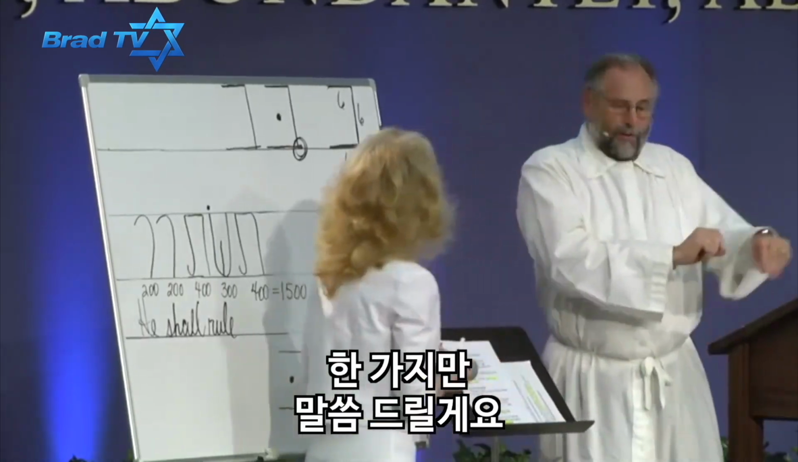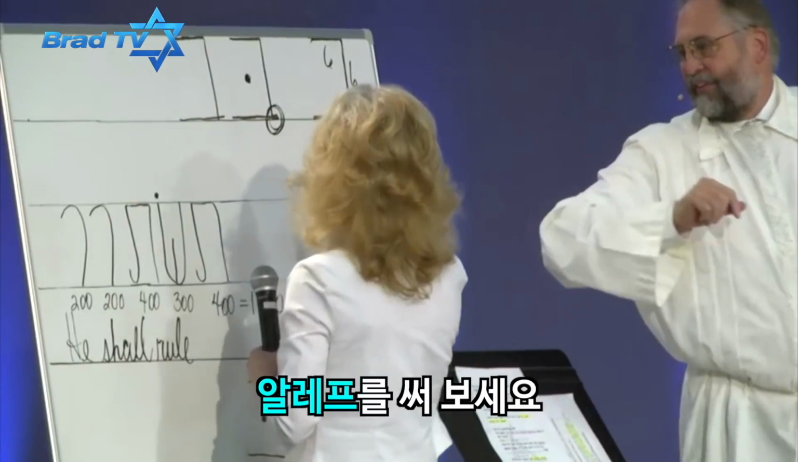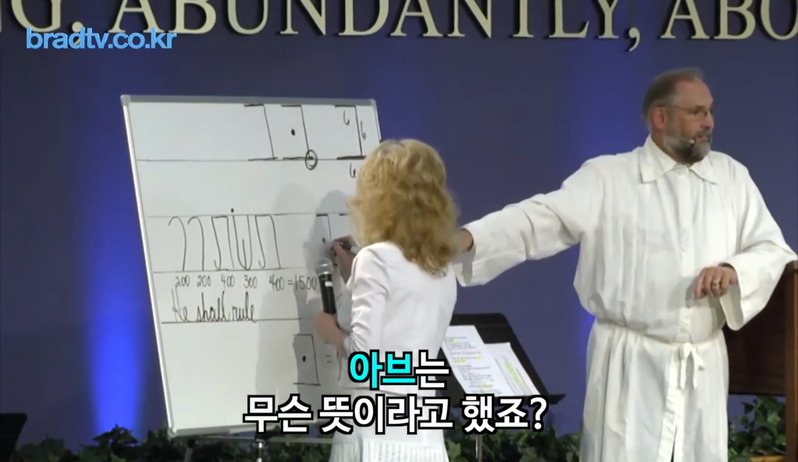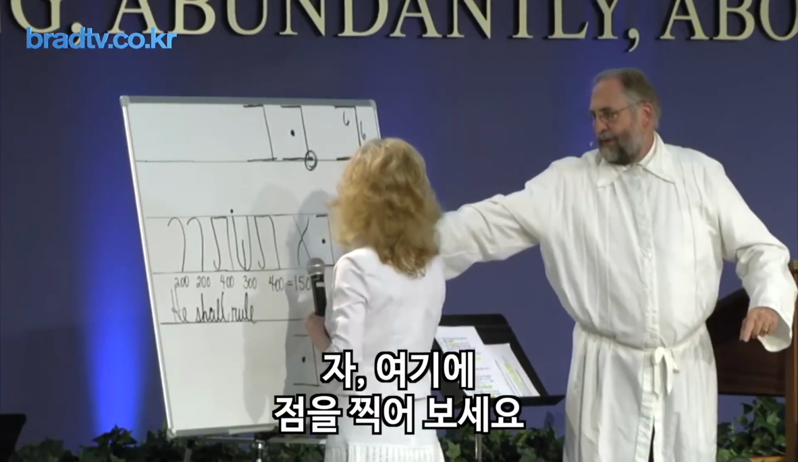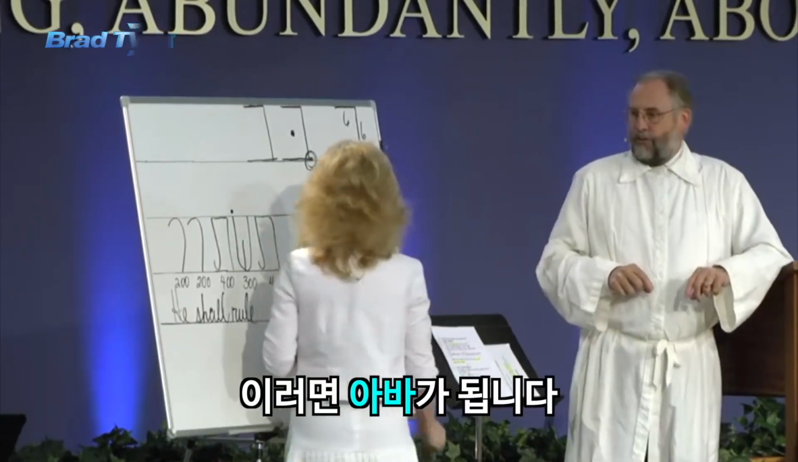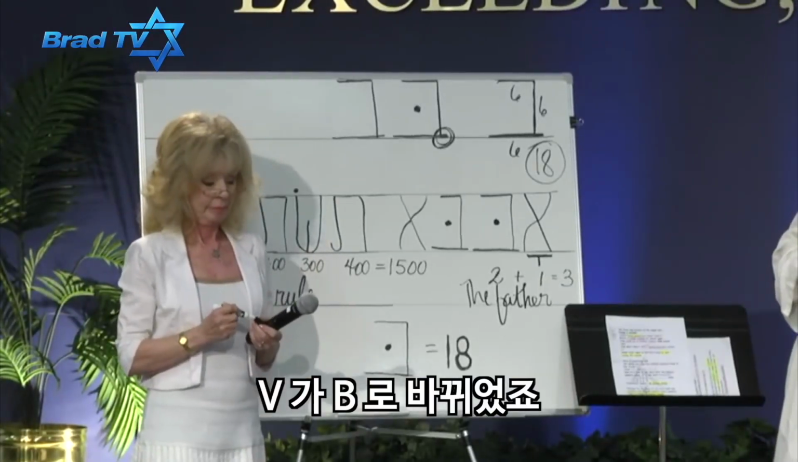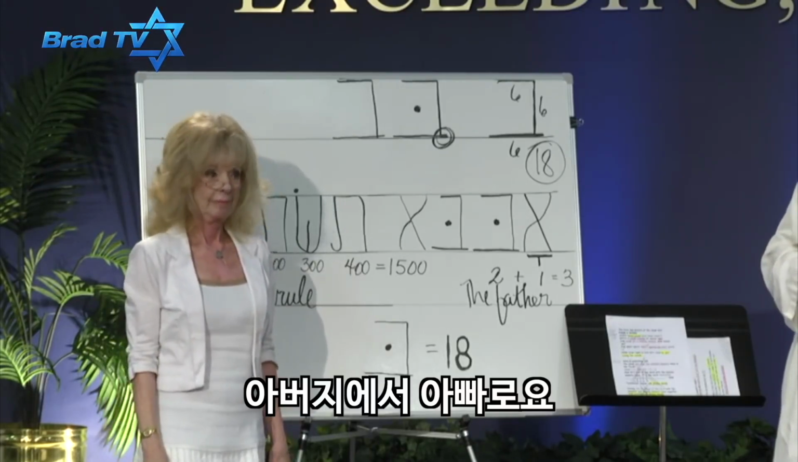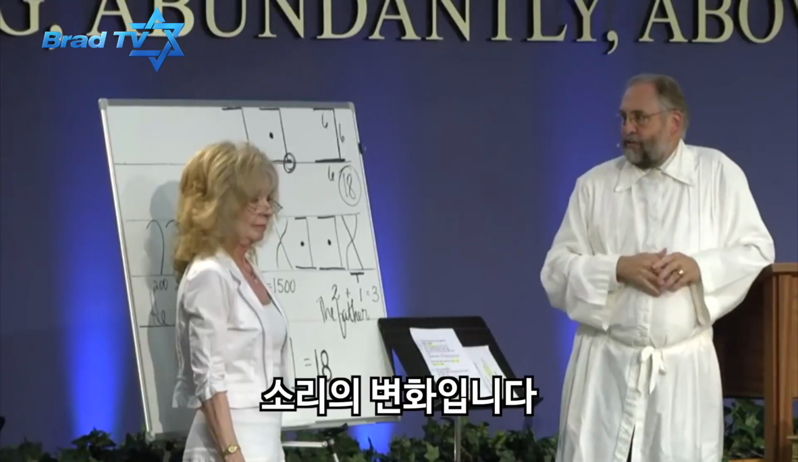And then let me add one thing. Put another bait and an aleph. Okay, you saw Av means what? Father. Okay, now put a dot there. Now what do you have? Abba. See, notice how the V changed to B? Abba. Av, like dad and daddy. Av is father, Abba is daddy. So you can hear the change.